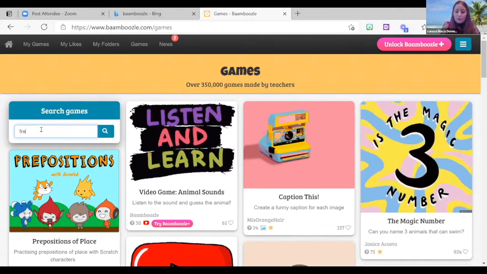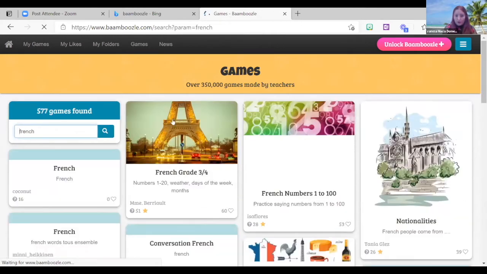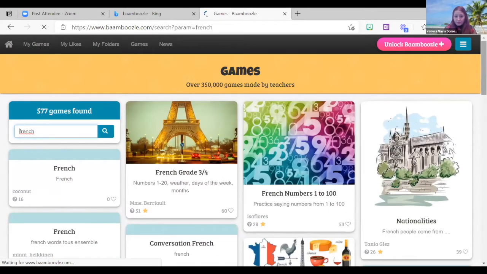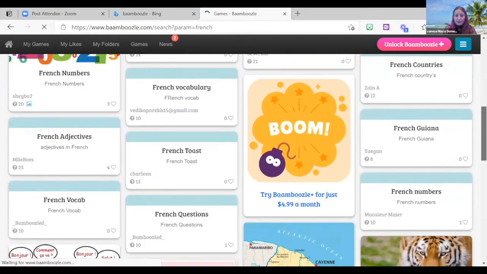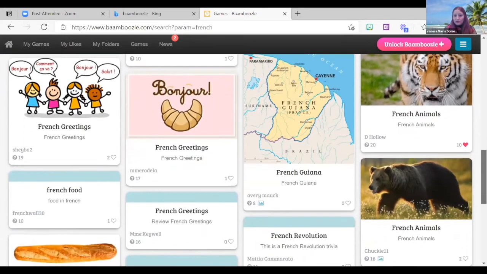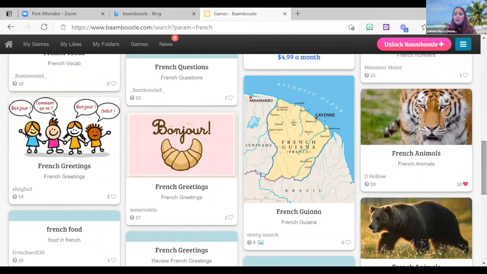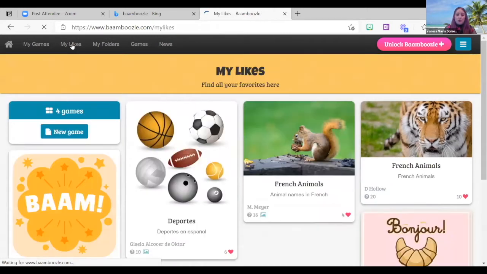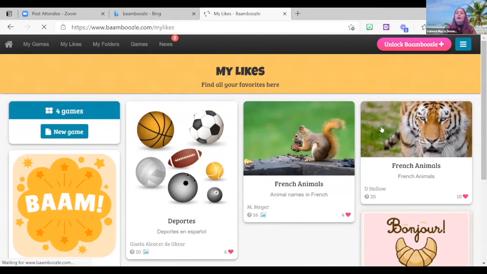For example, I'm going to put French, to see some games that were created in French language. So we have here French numbers, nationalities, greetings, a lot of things, animals. So when you see ones that you like, for example, French greetings, if you want to save it, you just press this heart, like the game, and automatically it will be in your section called My Likes. So in My Likes are all the games that other people have created and that I like.